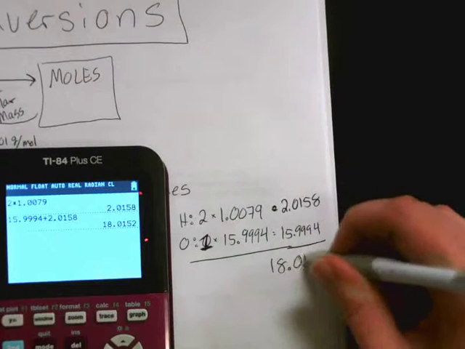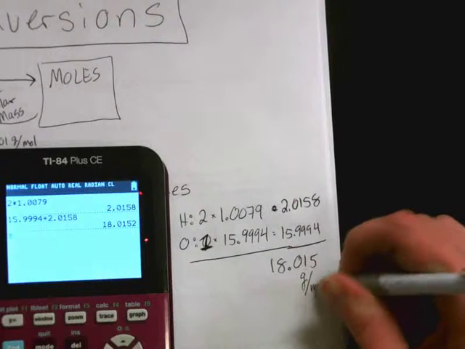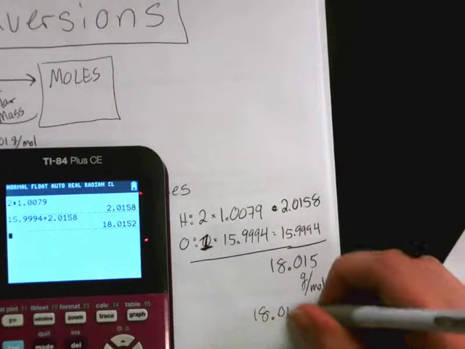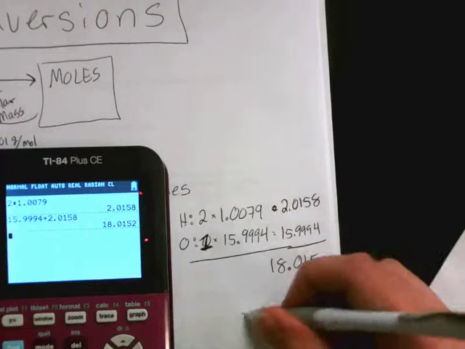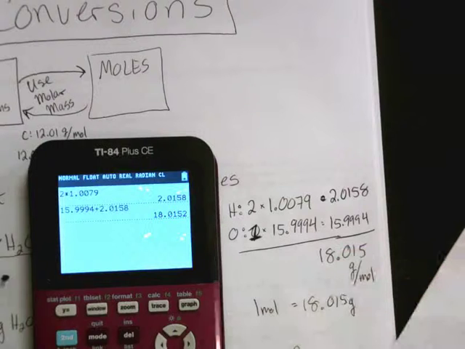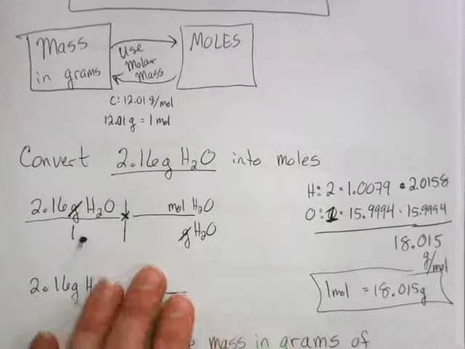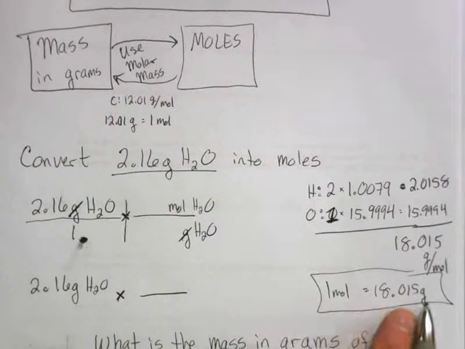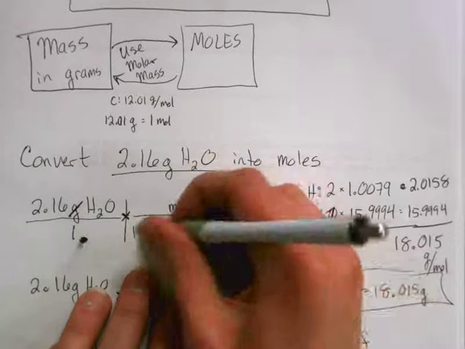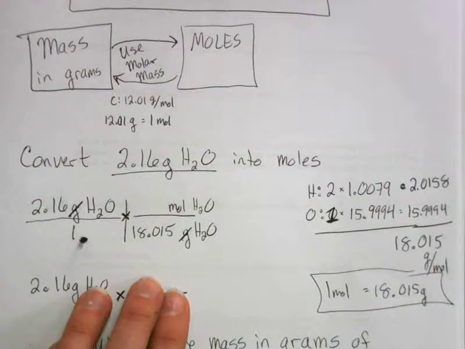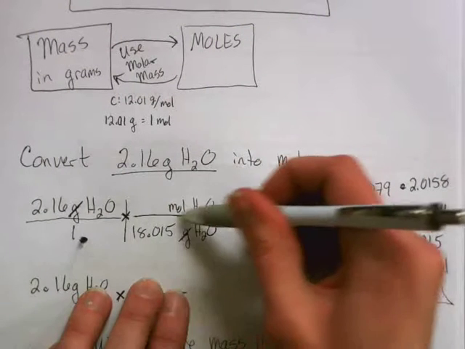I get 18.015 grams per mole, which means that I have 18.015 grams equal to 1 mole. This is what I use to plug into my conversion factor. So my 18.015 goes with the grams, which is on the bottom, 18.015 grams. And that is equal to 1 mole.